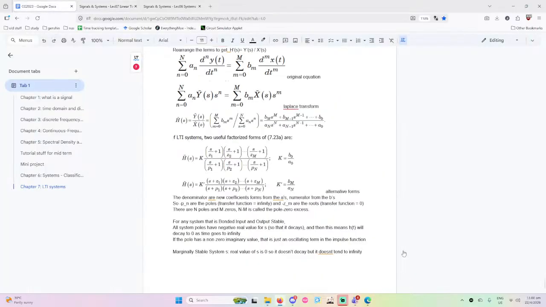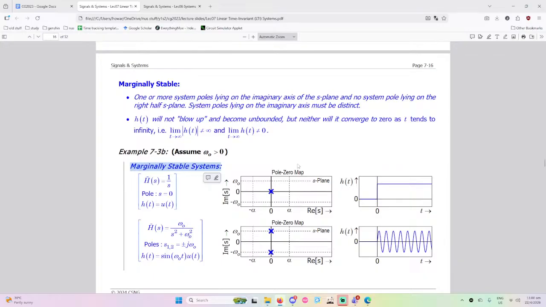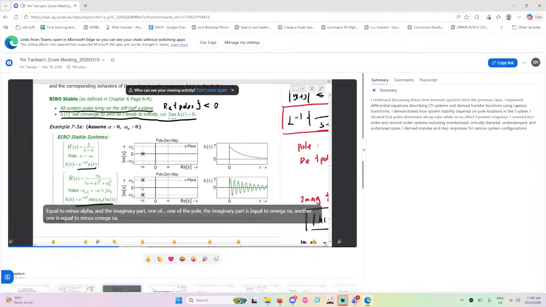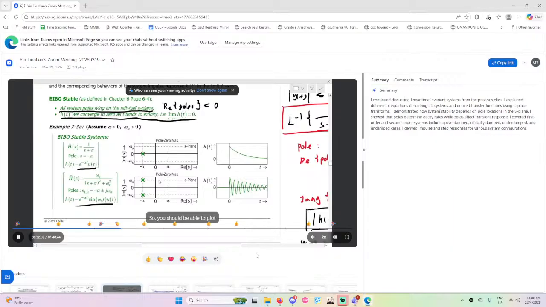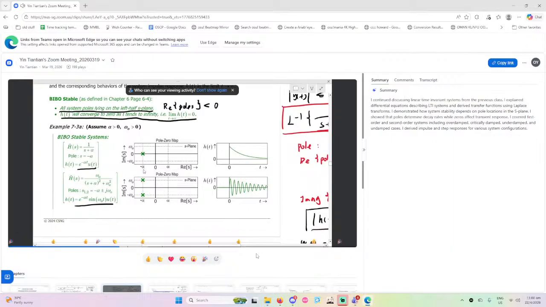So another thing is that here is the S-plane. The horizontal axis corresponds to the real part of S, the vertical axis corresponds to the imaginary part of S. So when the pole is equal to negative alpha, it means that it is located on the horizontal axis. It is located here. Okay? So we use this cross sign to represent poles. And in the second case, where S is equal to minus alpha plus or minus j omega null, for the two poles, the real part is equal to minus alpha, and the imaginary part, one of the poles is equal to omega null, another one is equal to minus omega null. So you should be able to plot the poles on the pole-zero map.